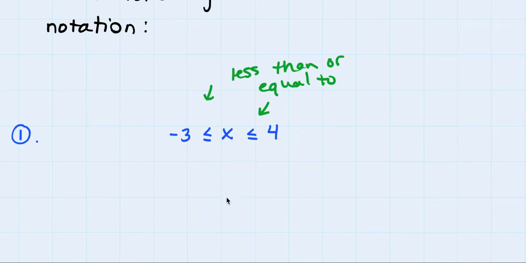So what you're going to do is put a number, comma, another number. And the number on the left is the smallest number you can be, and the number on the right is the biggest number you can be. Here you see that the smallest number I can be is -3, so I'm going to put -3 here. And the biggest number I can be is 4. Now, if I can equal those numbers, which I can because I have an equal sign here, I use brackets. So over here I'm going to use a left bracket, and on this side I'm going to use a right bracket. So this is the interval notation of all the x's between -3 and 4 that can equal -3 and 4.